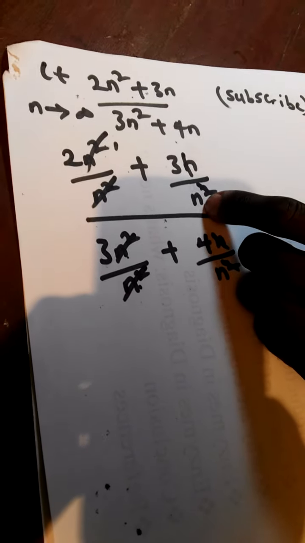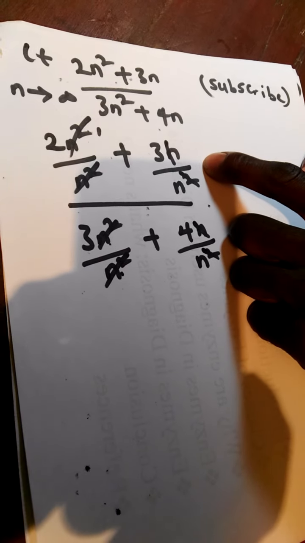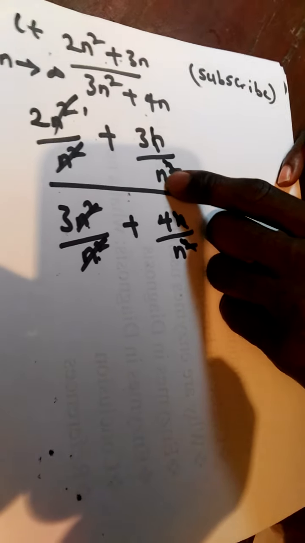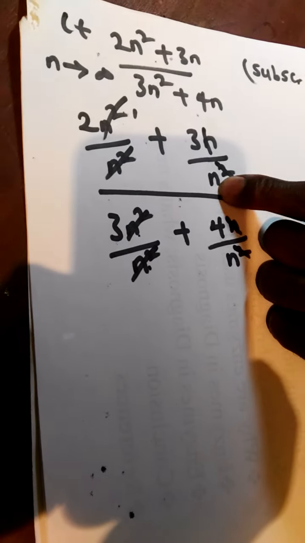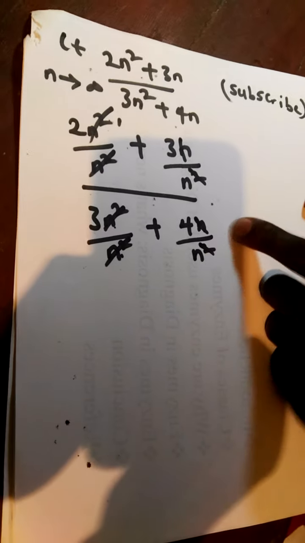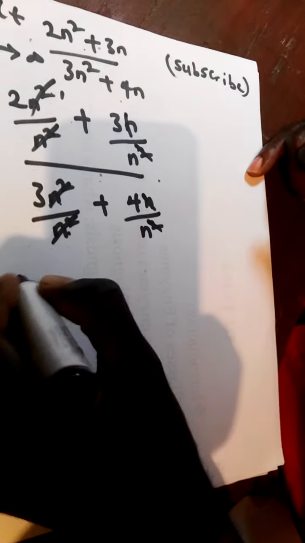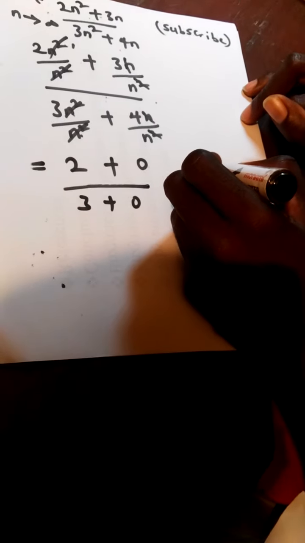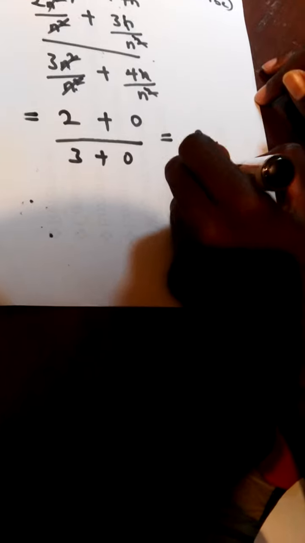3 divided by n. Now, when you substitute limit of n tends to infinity, 3 divided by infinity is equal to 0. You should know that 3 divided by n or 3 divided by infinity is equal to 0. The same thing applies here. 4 divided by infinity is equal to 0. Now, we move on. This is 2. I left the 2 here plus 0 because this is 0 all over 3 plus 0, which is equal to 2 over 3 as our final answer for that limit.